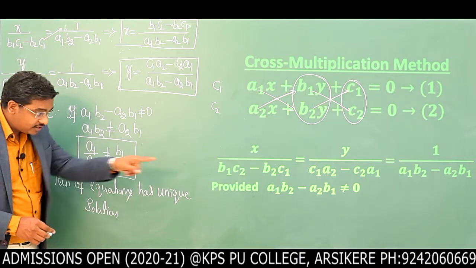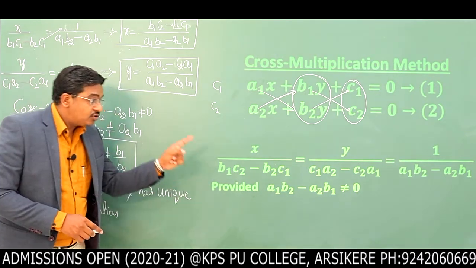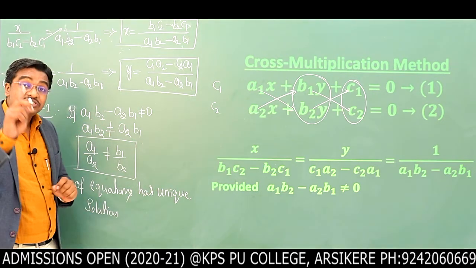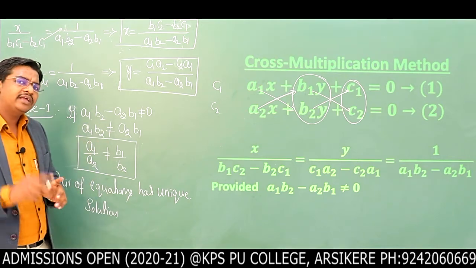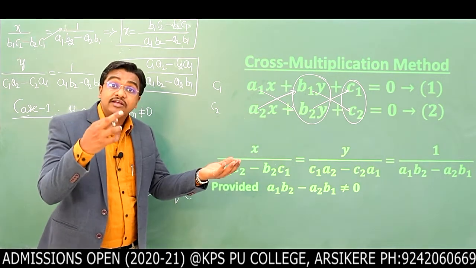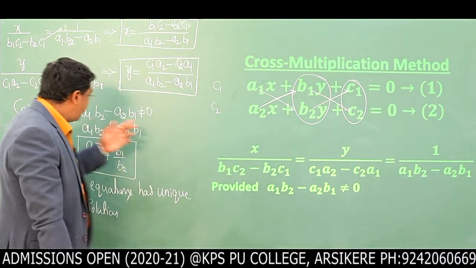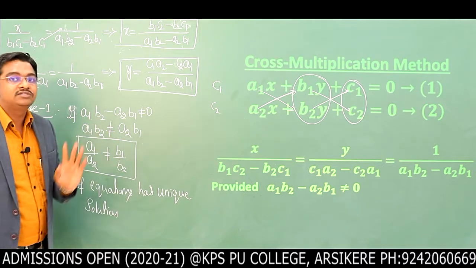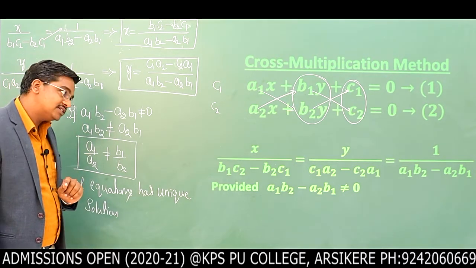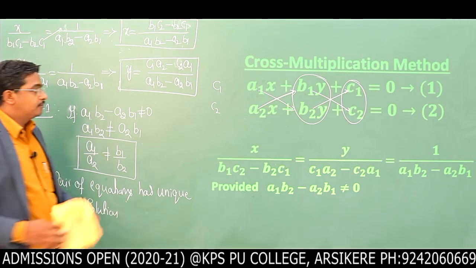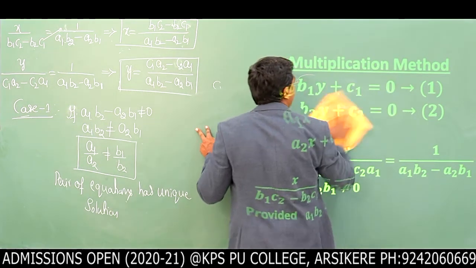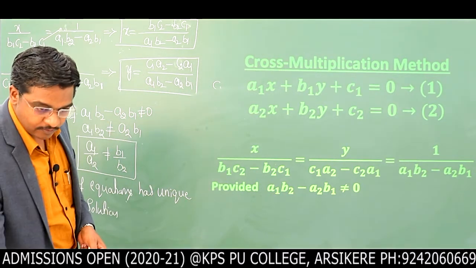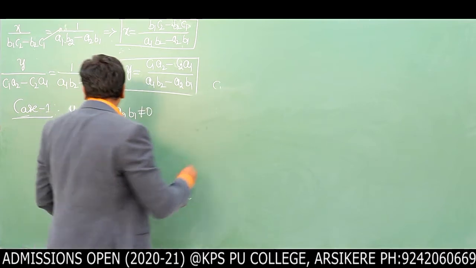So what is the condition here? The condition is a1 b2 minus a2 b1 is not equal to 0. When it is not equal to 0, we get a unique solution. So case 1 is done. What about case 2? Here the opposite: when a1 b2 minus a2 b1 is equal to 0, let us discuss how it reduces. Case 2.